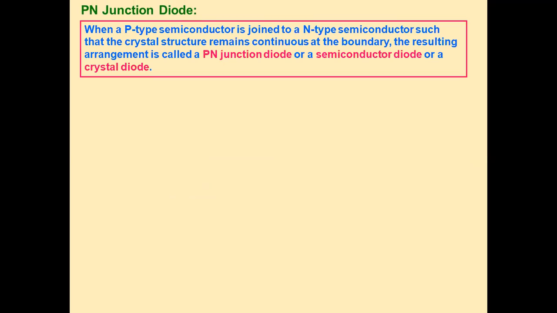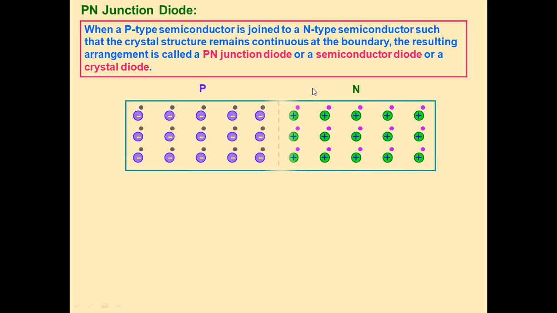What is meant by PN junction diode? When P type of semiconductor and N type of semiconductor are joined together, the resulting arrangement is known as PN junction diode, or it is also known as semiconductor diode. See here, this is the P type of semiconductor in which the majority carriers are holes, and N type of semiconductor in which the majority carriers are electrons. When these two semiconductors are joined together, the junction is formed, and this is known as PN junction.